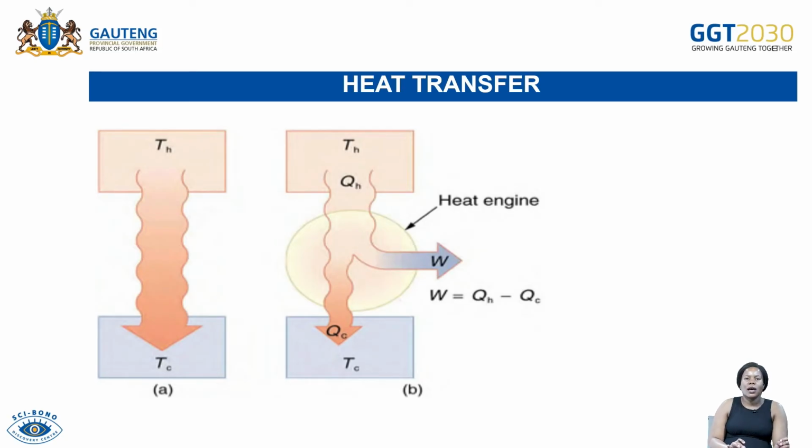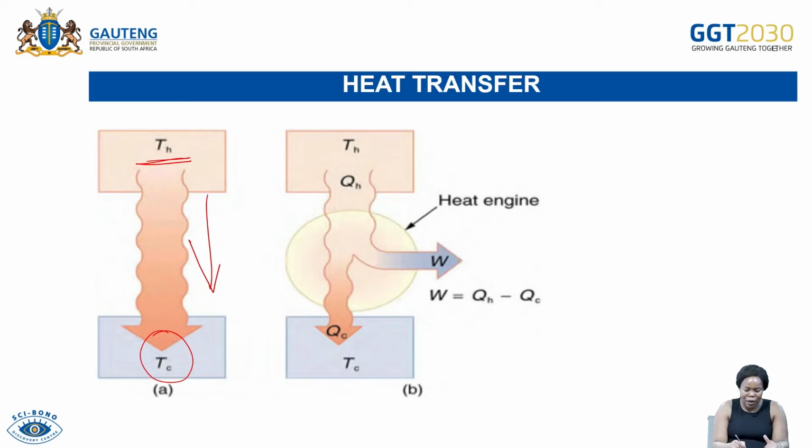Okay, this is just a demonstration of how heat is transferred from an object of higher temperature into an object of cooler temperature. That is why this TH here stands for the temperature of the hot object, and over here TC is the temperature of the cold object. So this is the transfer as it happens.